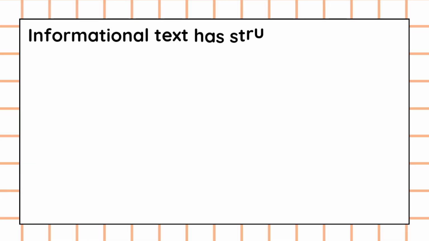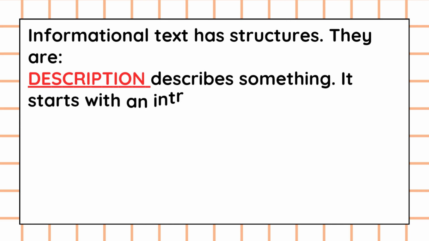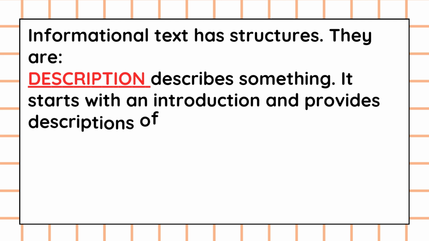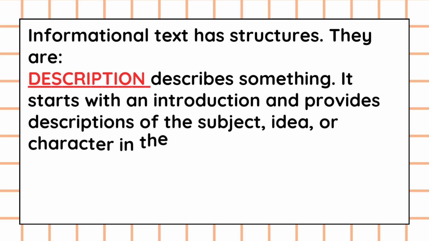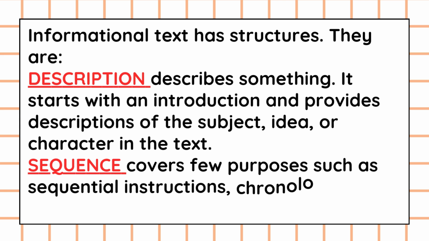Informational text has structures. They are: Description describes something. It starts with an introduction and provides descriptions of the subject, idea, or character in the text. Sequence covers few purposes such as sequential instructions, chronological events, and arguments.